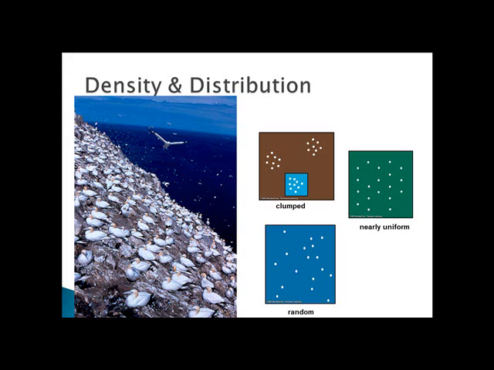Uniform dispersion is rare in nature. When it does occur, it usually is the result of fierce competition for limited resources. Random dispersion occurs in nature if equal environmental conditions are in the habitat and members are neither attracting nor repelling each other.